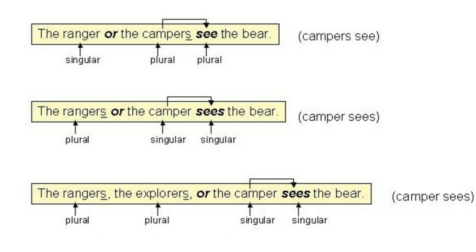I think you understood. Look at the next one. The rangers or the camper sees the bear. In this case, which are the subjects used in the sentence? The rangers and the camper, isn't it? Which subject is nearer or closer to the verb? The camper. Is it singular or plural? It's singular, isn't it?